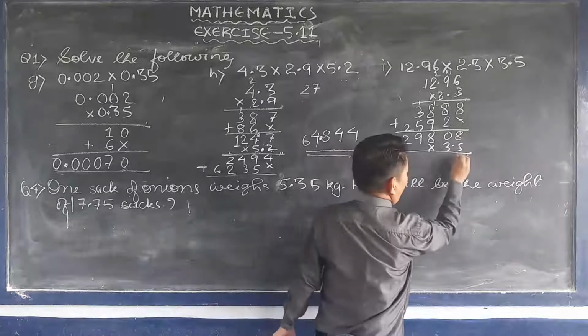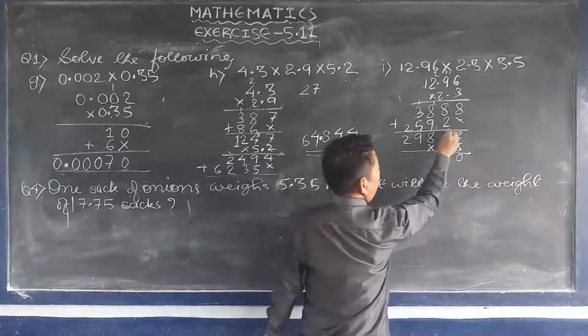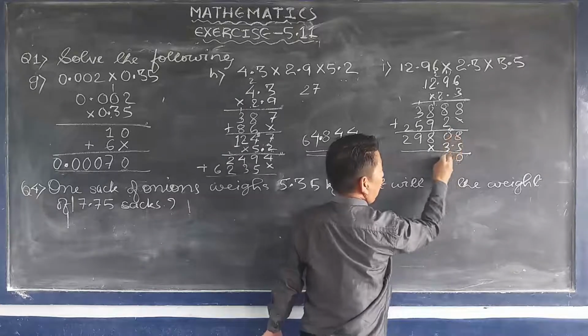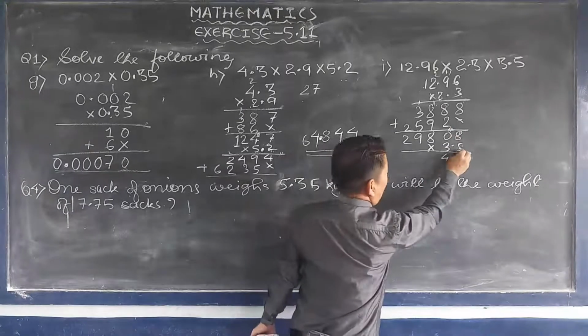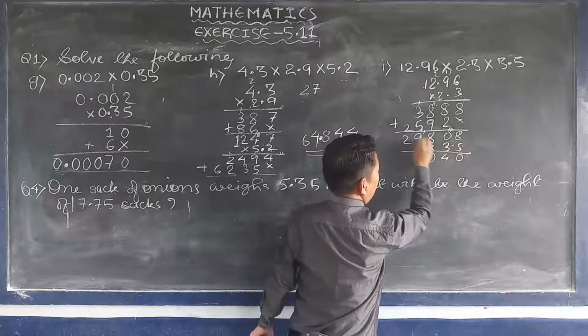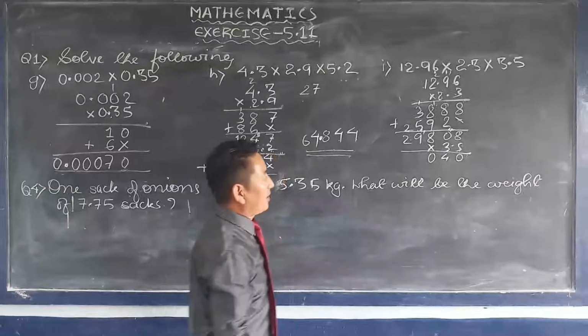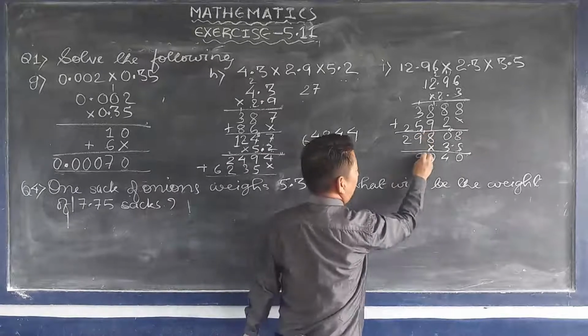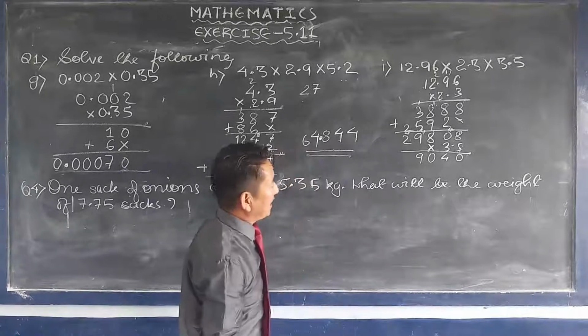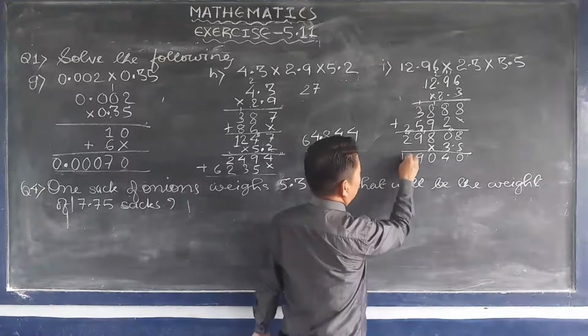5 8s are 40, 0. We'll carry on 4 here. 5 zeros are 0. 4 is here. 4 will write. 5 8s are 40, 0. 4 carry on here. 5 9s are 45. 45 plus 4, 49. 4 carry on here. 5 2s are 10. 10 plus 4, 14.